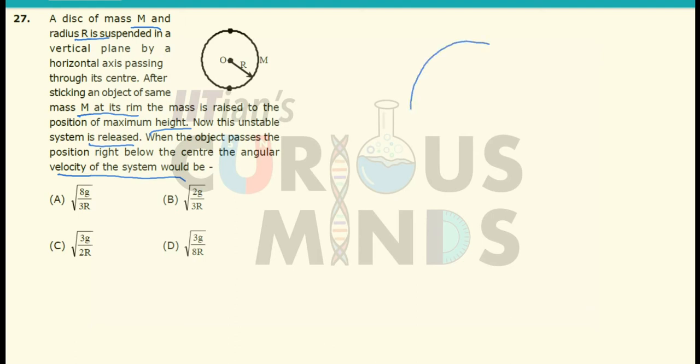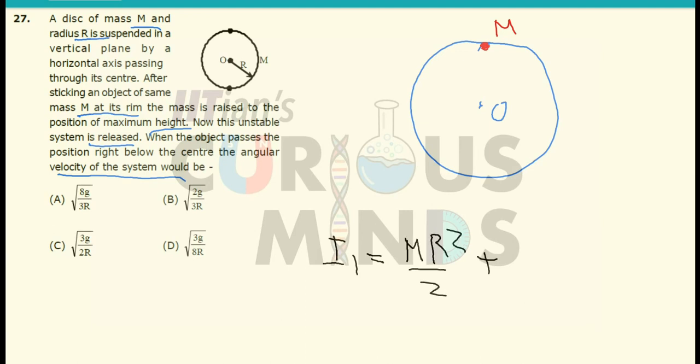Now first of all, let me draw this diagram again. Let this be the center O, and initially a mass is attached over here and it is taken to a height. So let us find out the initial moment of inertia of the entire system. It will be equal to the moment of inertia of the disk plus the moment of inertia of this mass. The moment of inertia of the disk about its center will be equal to mr square divided by 2, and the moment of inertia of this mass is at a distance r, so it will be equal to mr square. This is the initial moment of inertia.